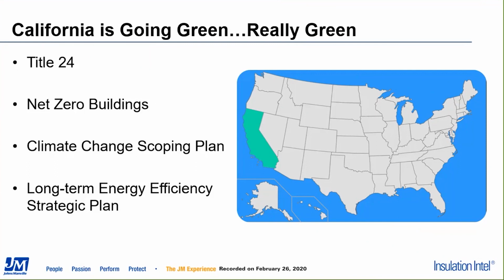California has also got a pretty deliberate and aggressive plan in place to address their impact on climate change and greenhouse gas emissions, and even more broadly, the state has goals around wanting to simply be more energy efficient and how that can impact their economy and jobs.